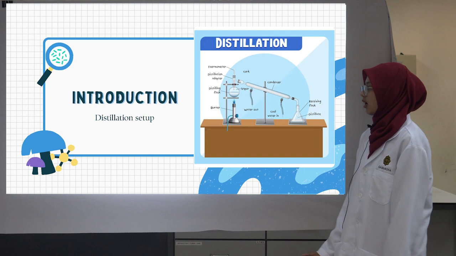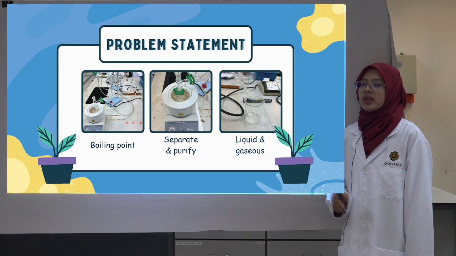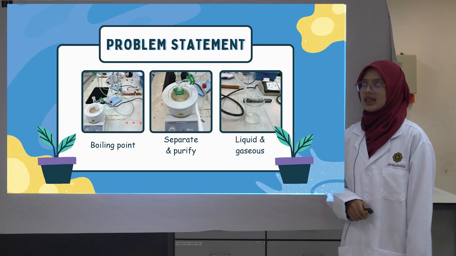Next, we move to the problem statement, which is how to separate and purify DCM from the mixture. We use the distillation method because the distillation process utilizes the difference in boiling of the components in a liquid mixture by forcing one of the components into gaseous steam. Next, I will pass to the next presenter.